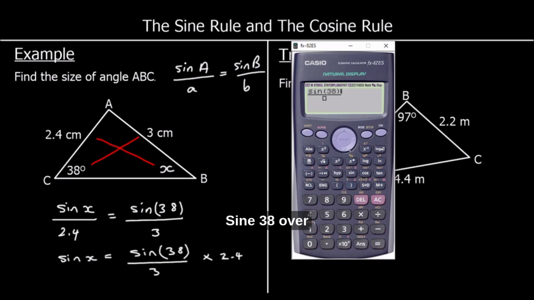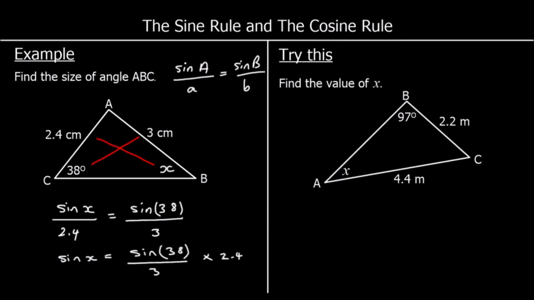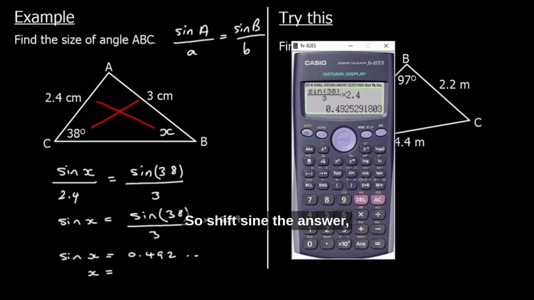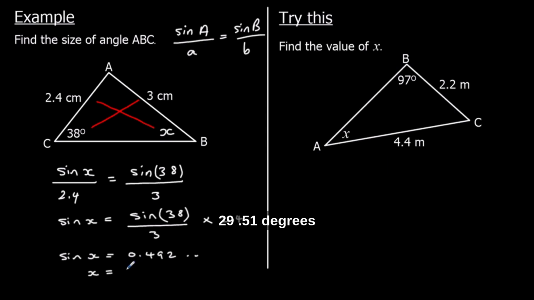Sine 38 over 3 times 2.4. So we've got 0.492 and so on. So sine x equals 0.492 and so on. We want x. To get sine away from x, we're going to shift sine. So shift sine the answer, which gets us 29.51 degrees to 2 decimal places.